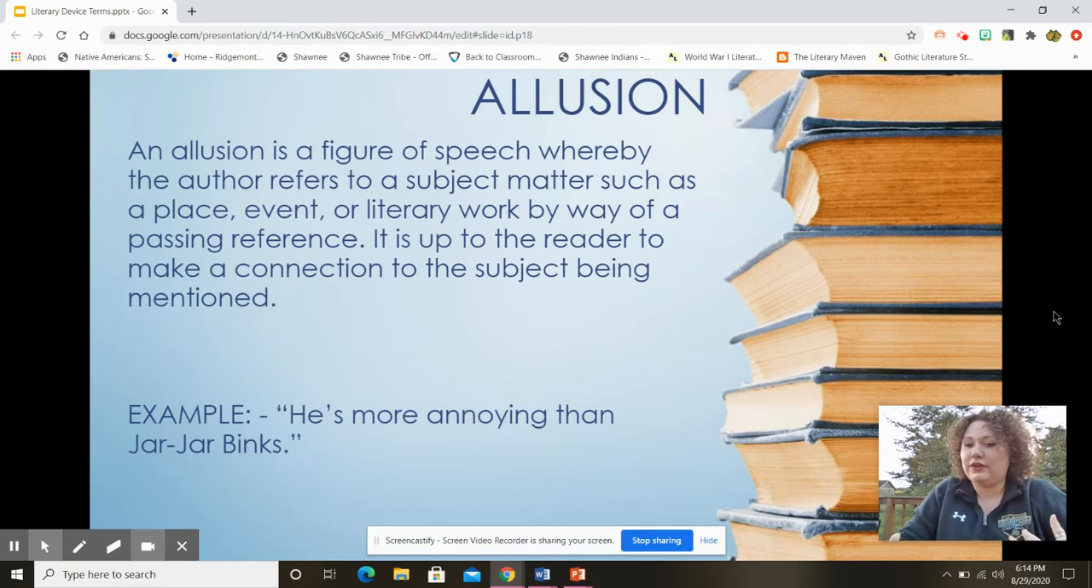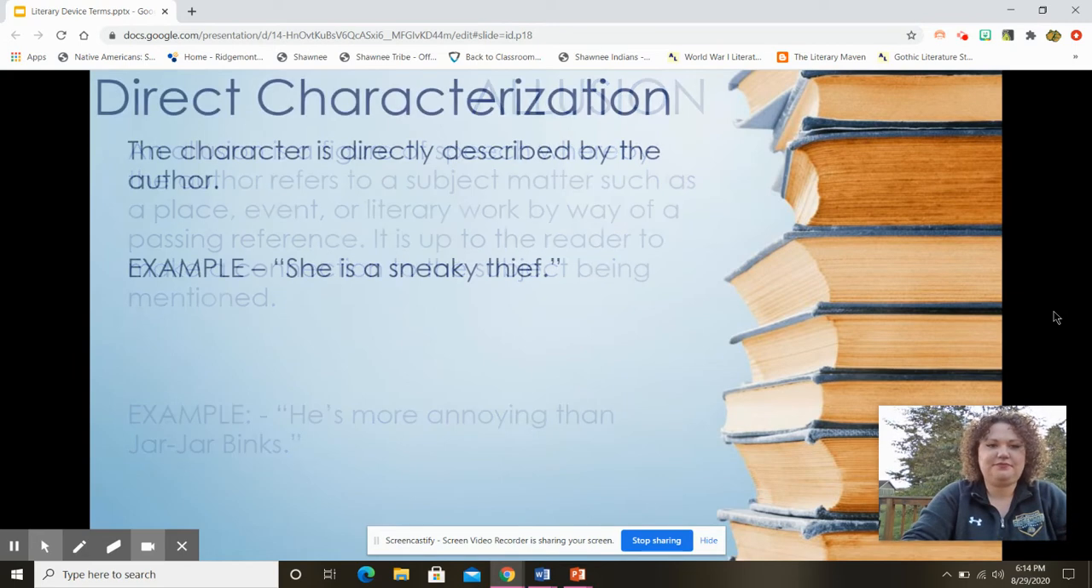So an allusion is a reference. So this other example I have here, he's more annoying than Jar Jar Binks. If I said that in a story, I'm making that allusion or I'm referring to Star Wars and the character Jar Jar Binks specifically. So allusion is reference.